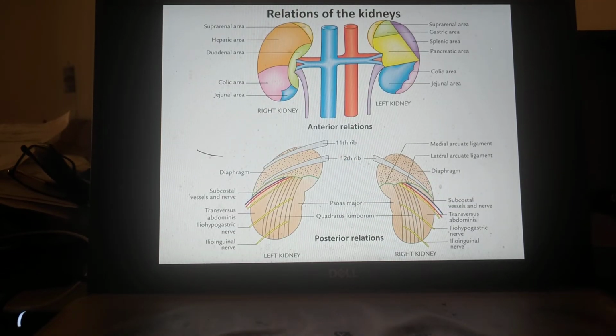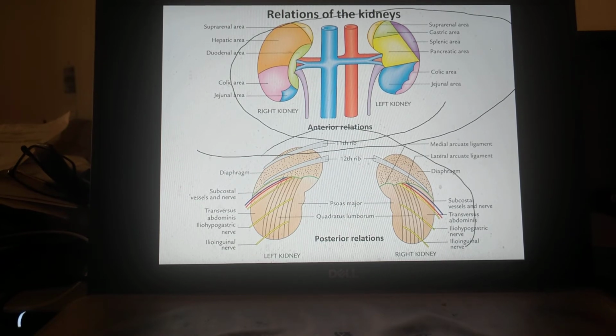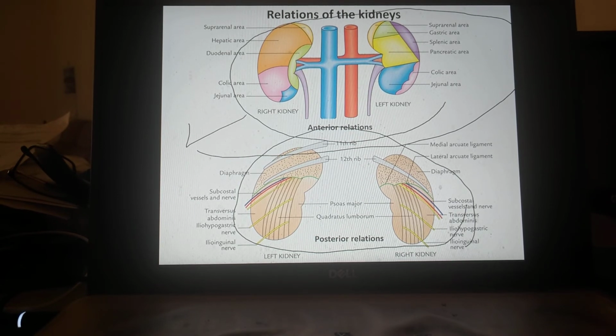Here again, it is the same. Here is the anterior relation, that's a beautiful slide. And here is the posterior relationship. It's a very nice slide. I recommend you to study it very well.